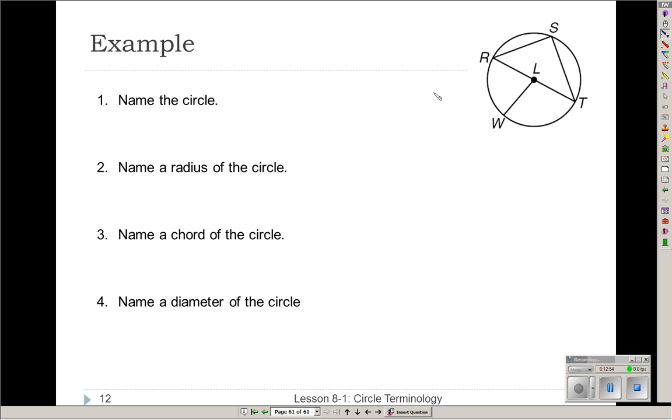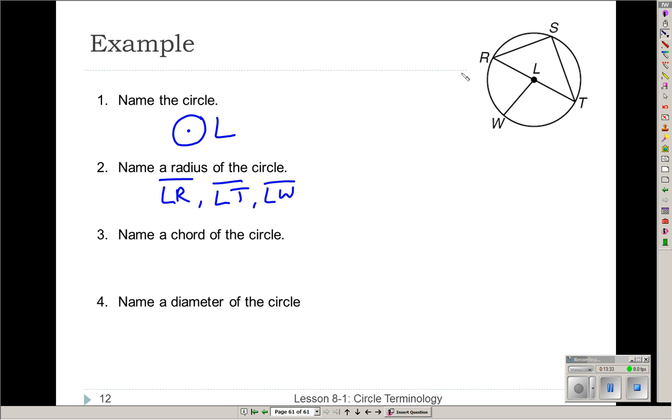So let's do some more examples here. Let's name this circle. Well, this circle has center L, so we'll call it circle. There's the symbol for a circle. Draw a circle with a center point in it, followed by the center point. Circle L. Name a radius of the circle. Well, there's 3 to choose from. All of them have point L. Segment LR, segment LT, or segment LW.